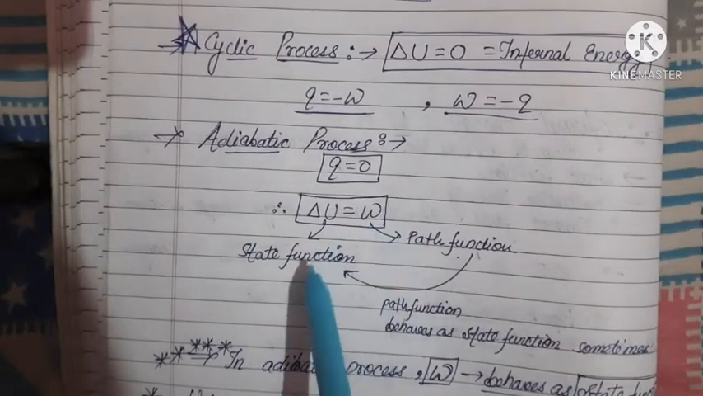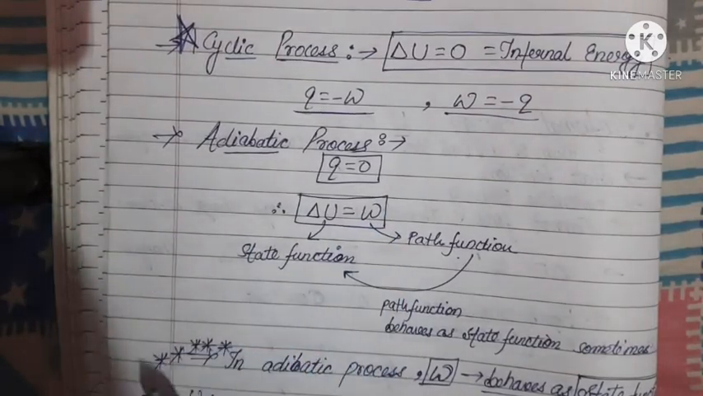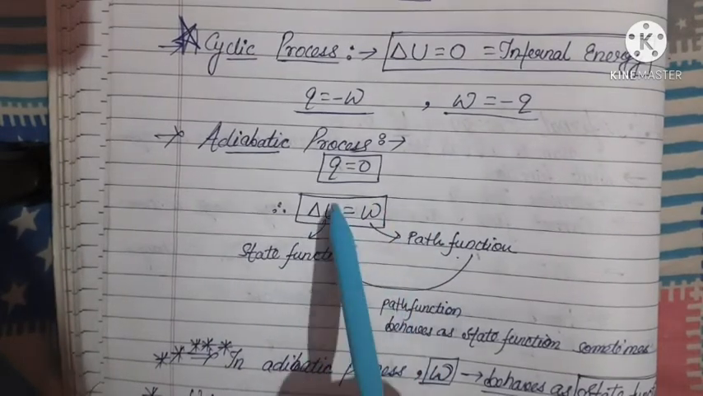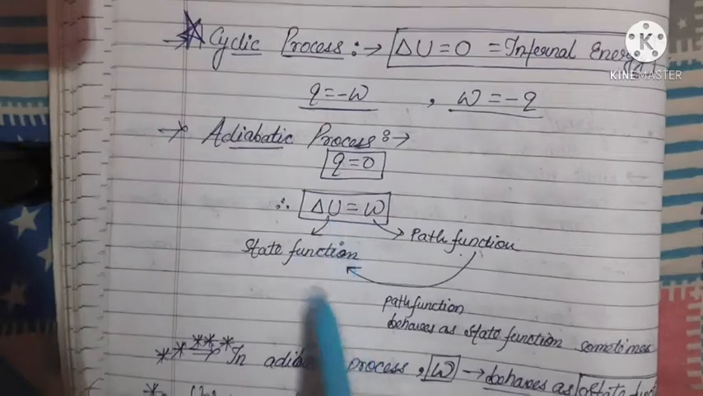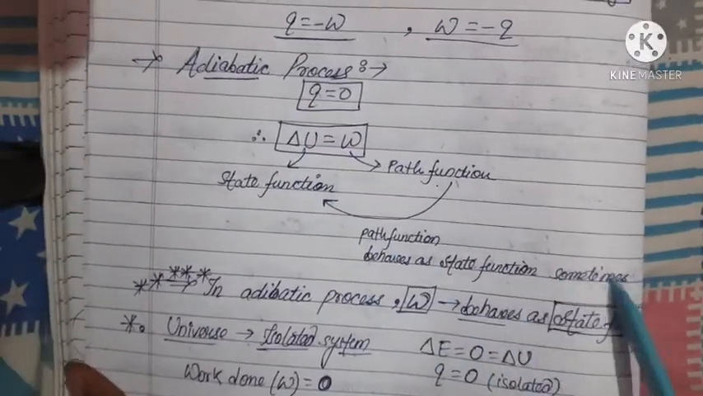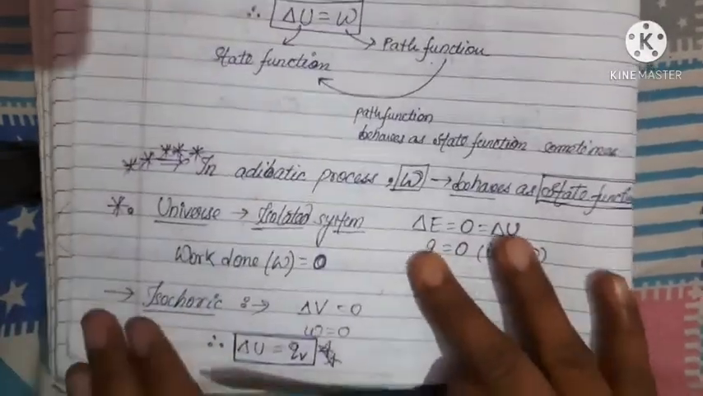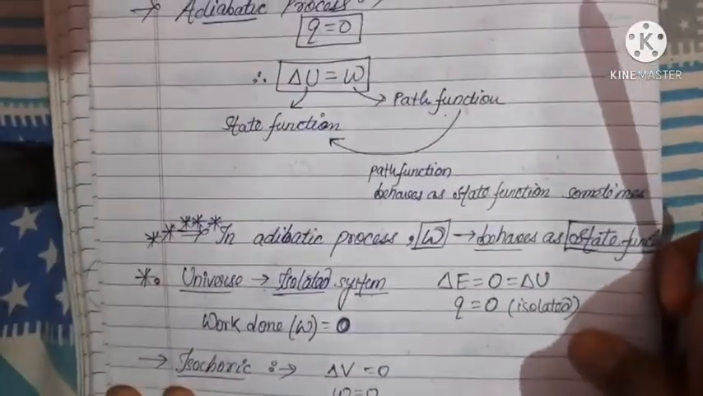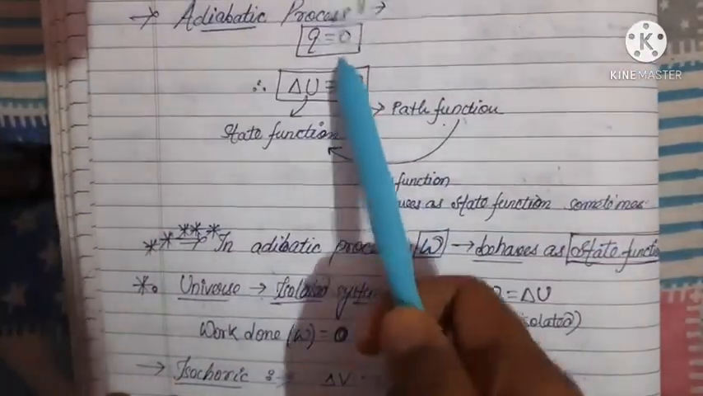So adiabatic work is a state function. Since work is a path function, but it is converted into a state function as it is equal to the change in internal energy. Path functions behave as state functions sometimes. In an adiabatic process, work behaves as a state function, because you will see why.